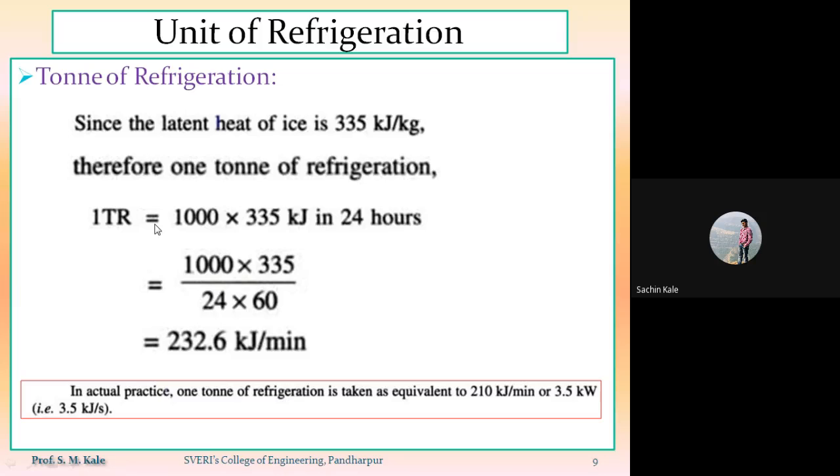So here afterwards, always keep in mind that 1 TR is equal to 210 kilojoule per minute. If I want to convert that kilojoule per minute into kilojoule per second, divide 210 by 60, and you will get 3.517 kilojoule per second, and that kilojoule per second is called a kilowatt. So always keep in mind that 1 TR is equal to 210 kilojoule per minute, which is equal to 3.517 kilowatt.